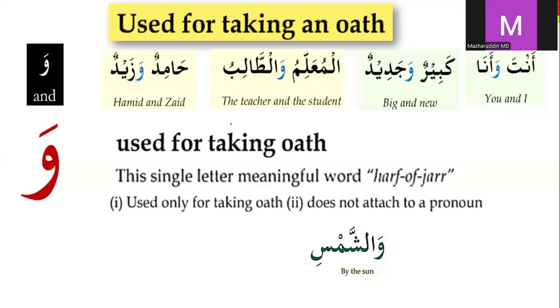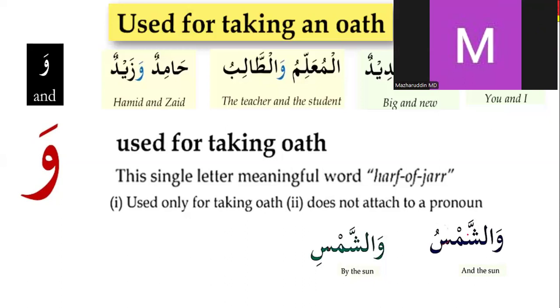So you can see wash-shamsi, by the sun. But the first one you can see, wash-shamsu. So here there is no change. Wash-shamsu. That means what is this? This is waw atf. Am I right? There is no change.